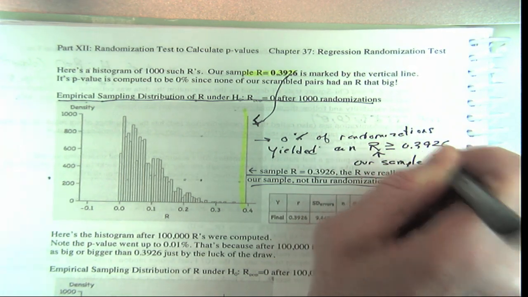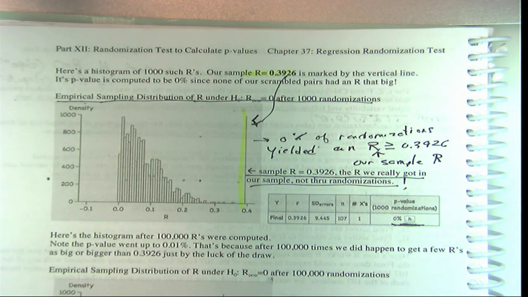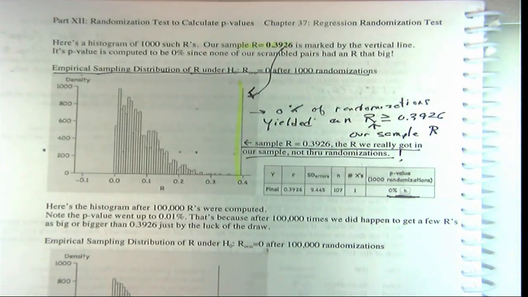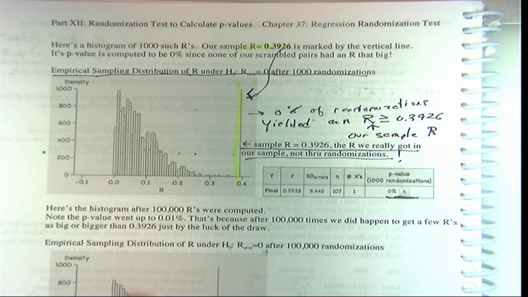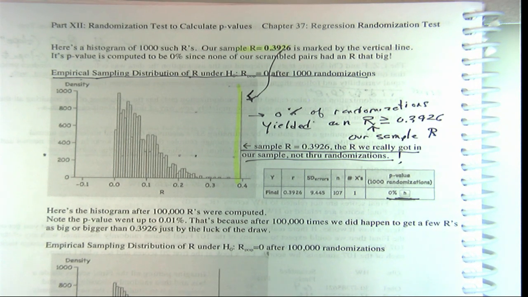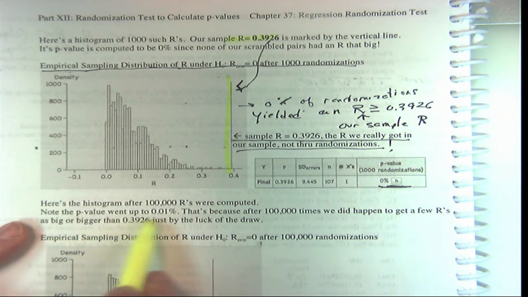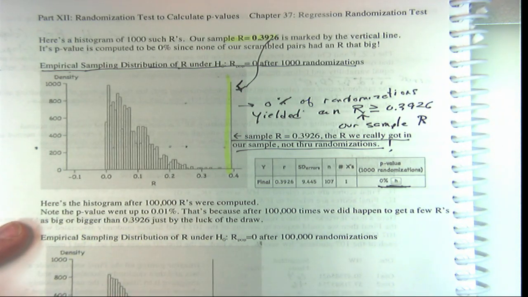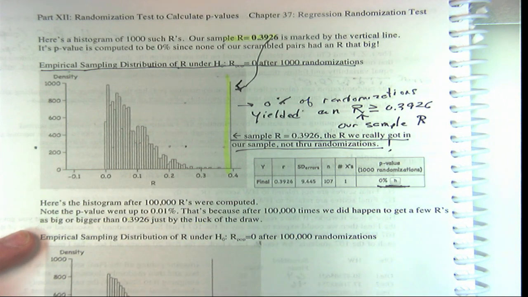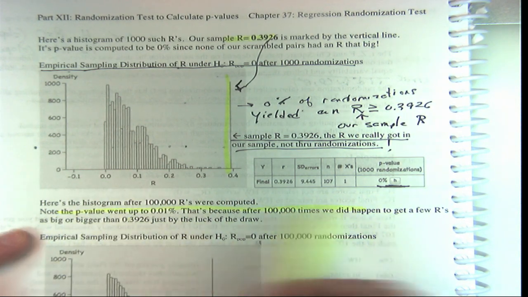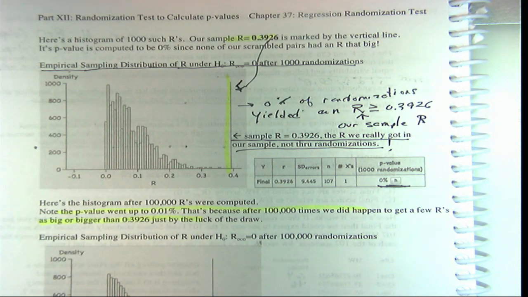So let's do it on the computer, and we'll see. Here's after 100,000 randomizations. Okay, we finally got one. Look at this. We got a tiny little bit right there. So now the p-value went up a tiny bit. That's because we did happen to get one, just by the luck of the draw. But it's basically the same thing.